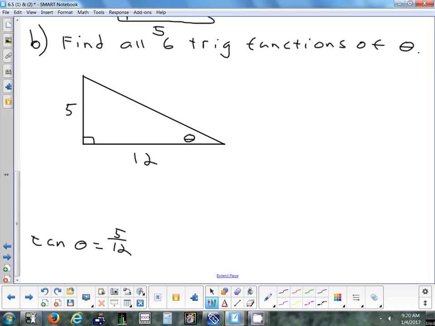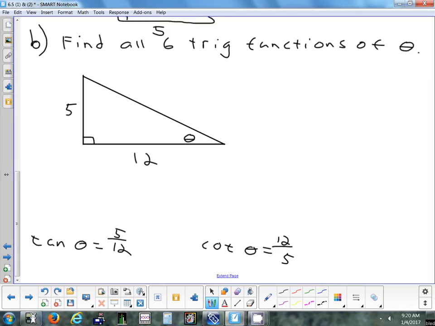I actually could do one other one without really too much work. I could do the cotangent. And that would be 12 over 5. But now if they want any of the other 4, those 4 all have hypotenuse in it. So now I'd have to find that.